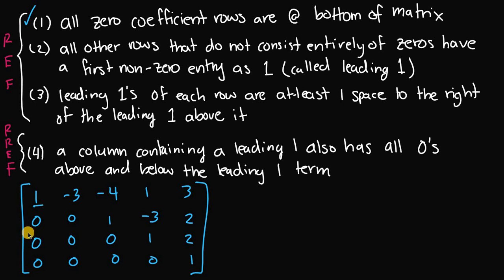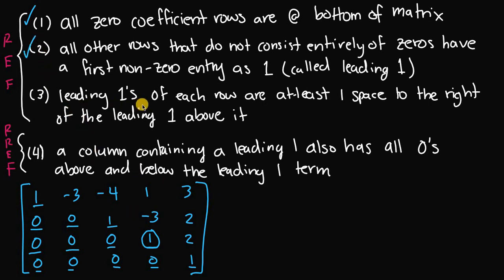Well, we can see that that is true for the first row. How about for the second row? We have a 0, and the first non-zero element that we encounter is a positive 1. So that row is good. How about for the third row? Well, we have a 0, a 0, a 0, and a 1. So the first non-zero element that we encounter is a positive 1. And finally, for the last row, we have 0, 0, 0, 0, and 1. So that row is good. Rule number 2 is satisfied.